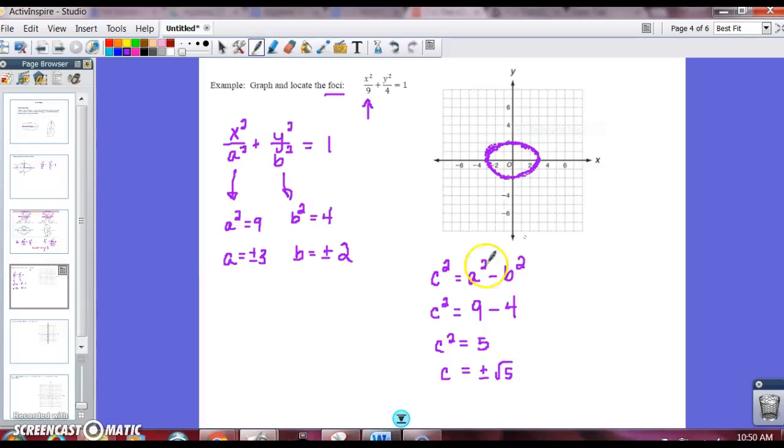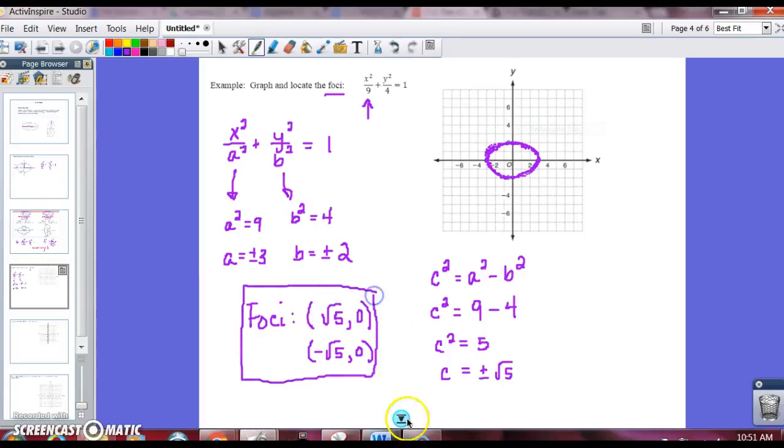So my foci then, because my center is at (0, 0), when it says to locate the foci, you have to actually give the coordinates. So that would be at (root 5, 0), because I'm going out. Remember, the foci are on your major axis. So it would be (plus root 5, 0) and (minus root 5, 0). And you do need to write them as coordinates.